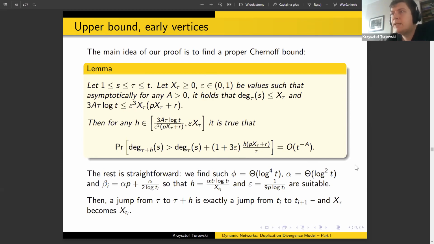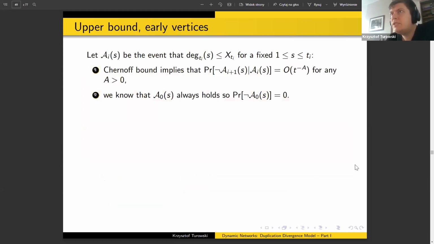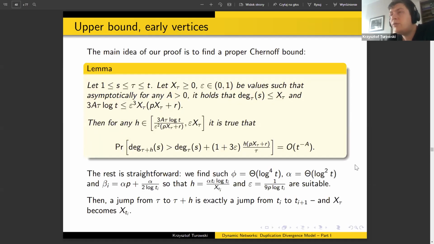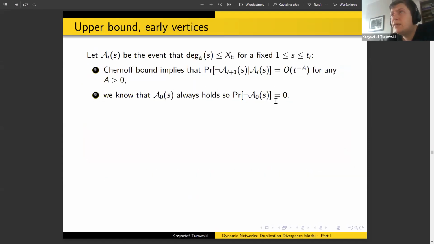Okay, so then we know that this Chernoff bound implies that at each point t_i, if the degree did not exceed x of t_i, then it is very improbable that at time t_i plus 1, this is broken.